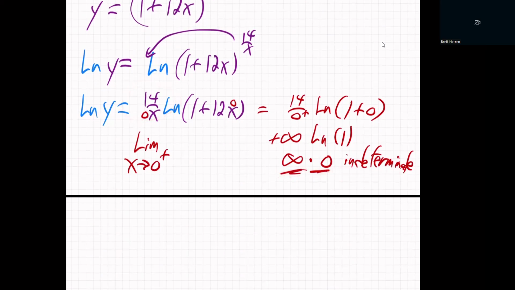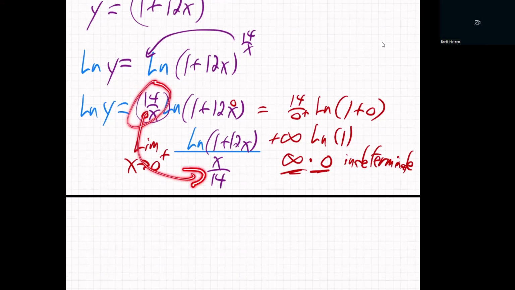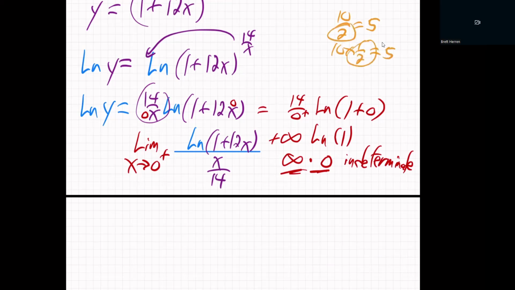You know how we do it, right? We've done it a few times now, right? It's going to just leave the ln on the top, ln of 1 plus 12x. And then grab that other guy and flip it upside down to the bottom, right? Remember, multiplying is the same as dividing by the upside down. You can divide by the same thing upside down, it's the same result. Think about numbers. If I go 10 divided by 2, that's 5. If I go 10 times a half, half of 10 is also 5. So dividing by a number is the same as multiplying by the upside down, or vice versa. So multiplying by 14 over x is the same as dividing by x over 14. So that's what we do now.